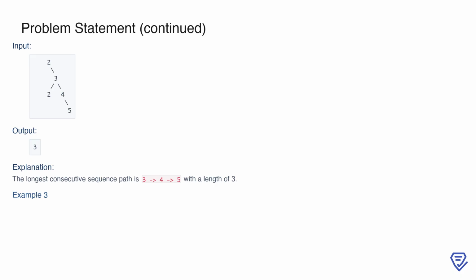Here's another example. This binary tree starts with a root node of value 2, which has a right child with value 3. The node with value 3 has two children, a left child with value 2 and a right child with value 4. The node with value 4, like before, has a right child with value 5. Again, the longest consecutive sequence path is 3, 4, and 5. The sequence forms a valid path since the values differ by exactly 1, and the length of this path is 3. Thus, the output for this example is also 3.